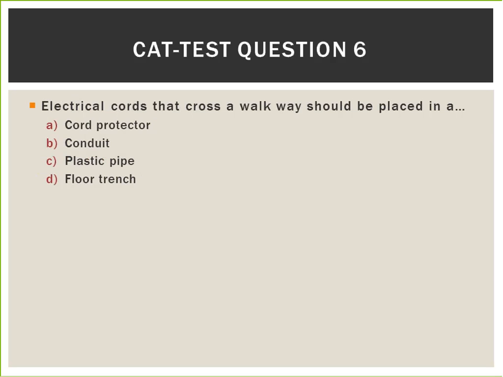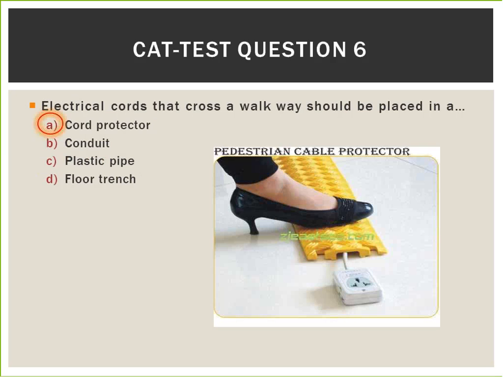CAT test question 6. Electrical cords that cross a walkway should be placed in A, cord protector, B, conduit, C, plastic pipe, D, floor trench. Answer A is the best answer here, as shown in the photo on the screen.